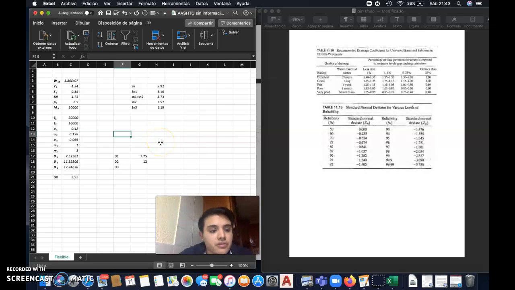Another thing that I forgot to explain is where I get M2 and M3. Because we have good drainage and a lot of rain, since I think my exam was for Houston. Okay, in this table we have "good" and greater than 25% is 1. Then I choose the number 1.